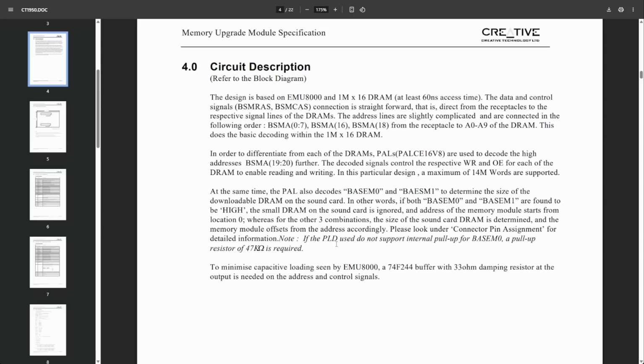How I understand this is that the first part of the memory is always the onboard memory on the sound card, and then anything that comes after is the capacity on the memory module, up to 28 megabytes, because this is the limitation of the EMU8K chip that is on the sound card.